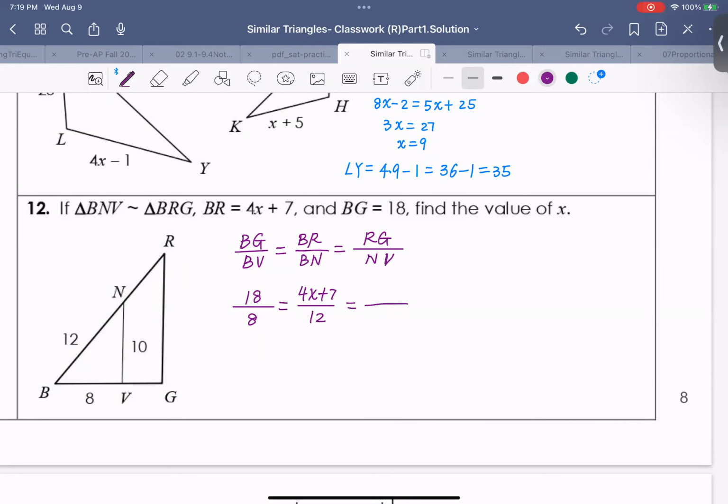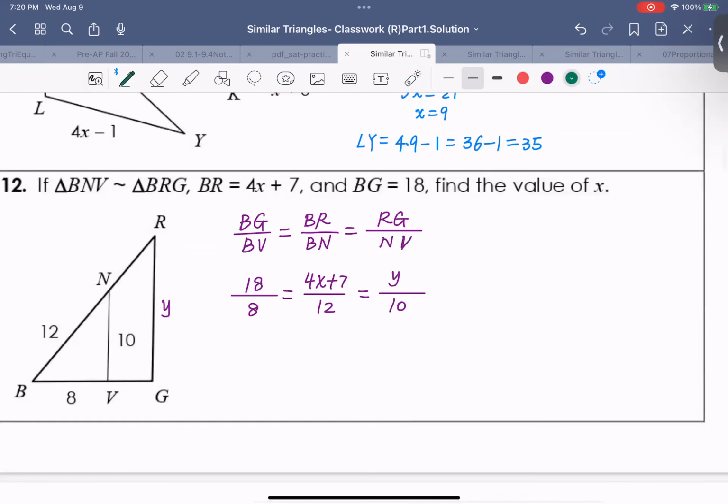And y here. The RG, we don't know. So you list this guy as y? Yes, over 10, right? Yes. Actually, they didn't ask us to solve this, but it's okay. We can list it here. So now we can simplify this first. 18 over 8 will be 9 over 4.